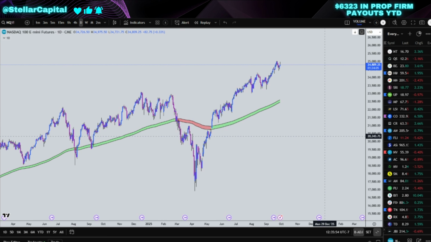Have you done any studies on wick size? For example, we barely have a wick down on the weekly for this week. Would you say it's fair to assume that we would create a new weekly low in the upcoming days?